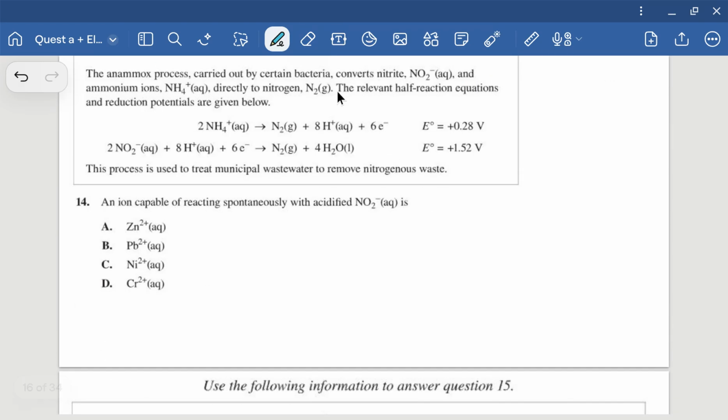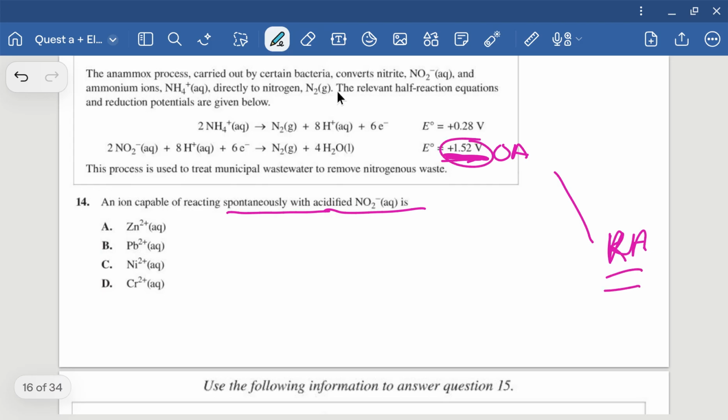Okay. Our next one, looking at which ion is capable of reacting spontaneously with our acidified NO2-. So with this, our NO2-, if you took a look, and I probably should have screenshotted our data booklet one more time, if you took a look at where this would be placed, it would be placed pretty high up on the table. So if you're spontaneously reacting with that, your value for your OA needs to be higher up than your RA. So we're looking for an RA below this 1.52. And the one that will work out is D, your chromium 2 ion.